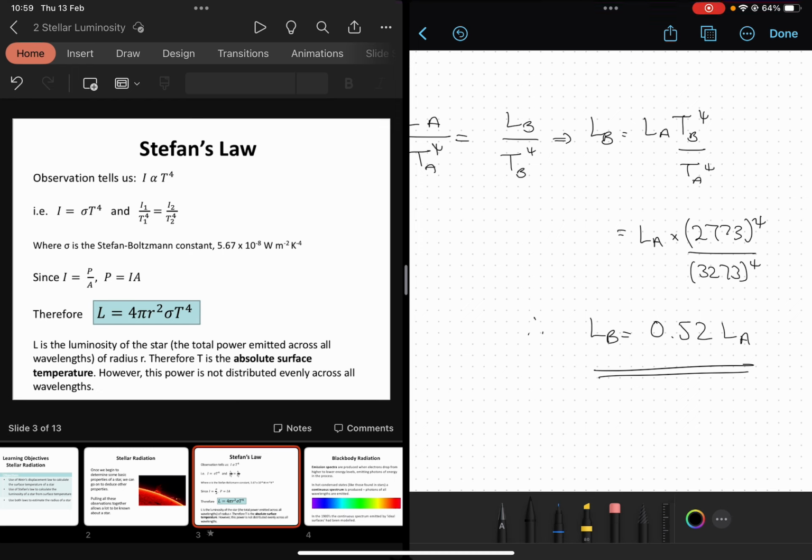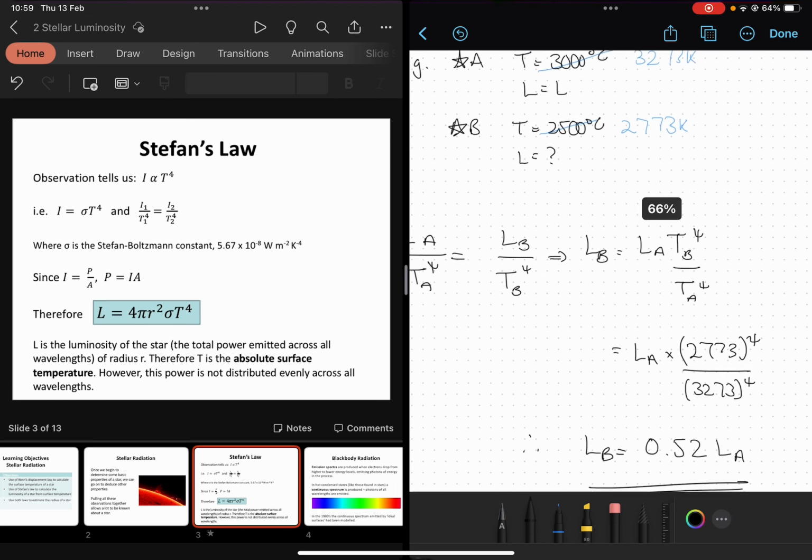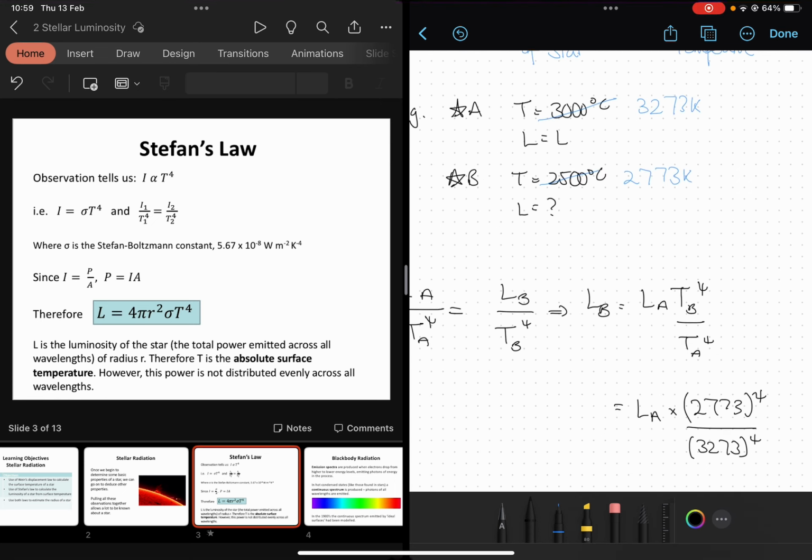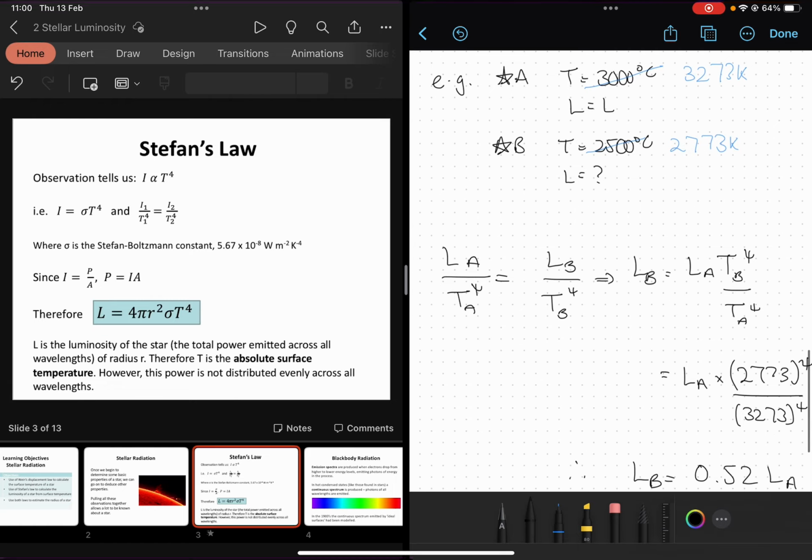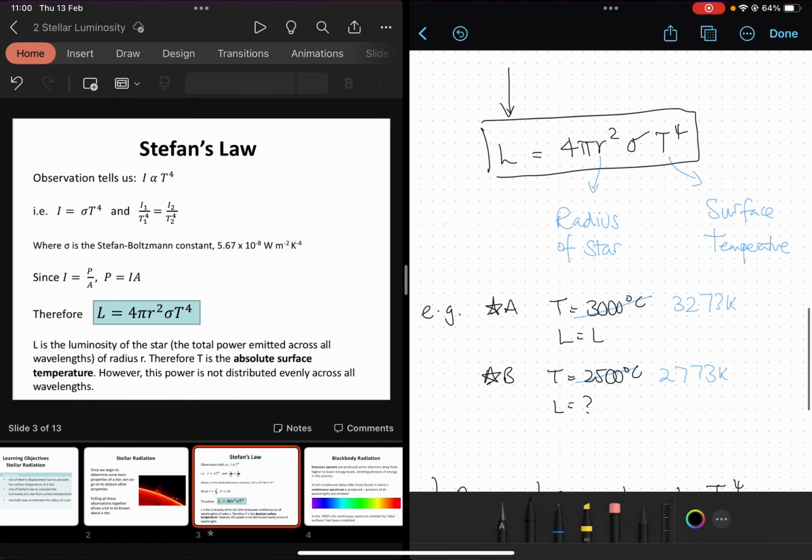So what's the significance of that? Luminosity of B is about half that of A, and yet there wasn't a significant temperature difference between them. And that's the impact, isn't it, of raising that temperature to the power of 4. So that's Stefan's law, relating the luminosity to the radius and the surface temperature of that star.